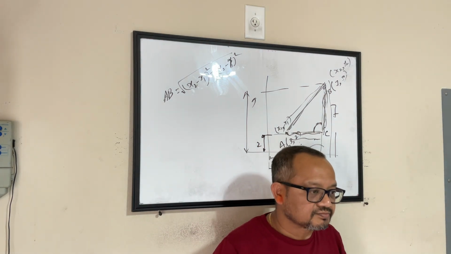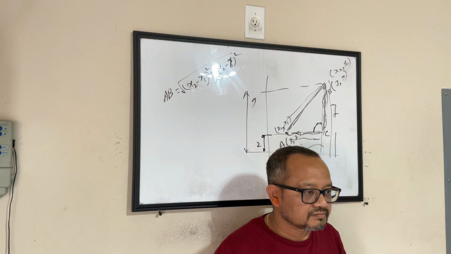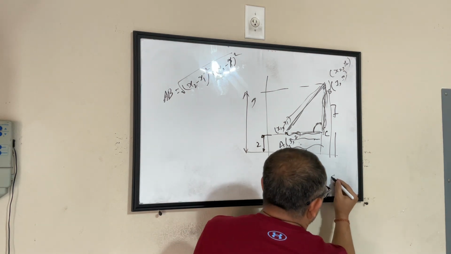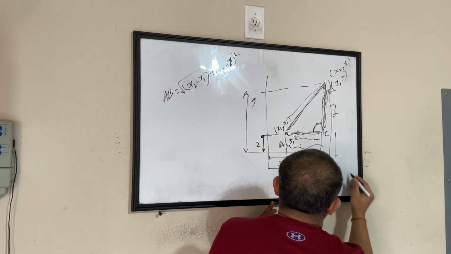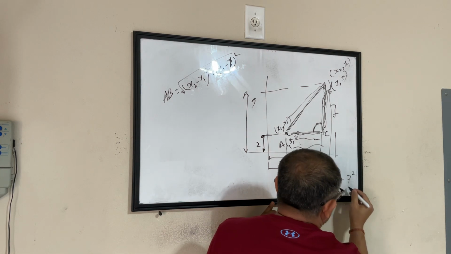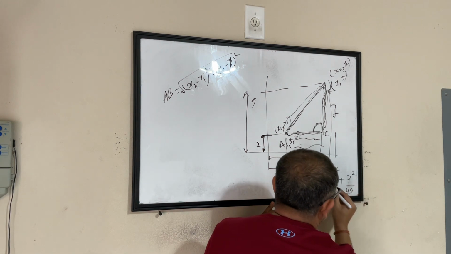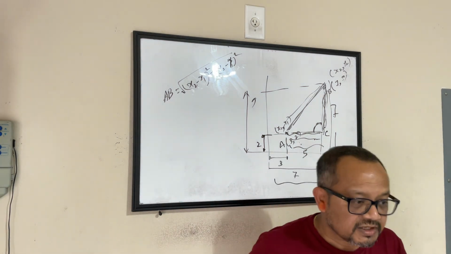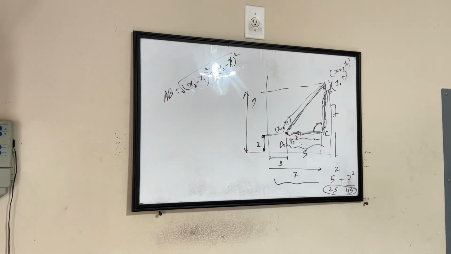Yes, Dikshita. Sir, I got 65. Did I make any mistake? 5 squared plus 7 squared. 7 squared is 1249, 5 squared is 25. It has to be 74. Just one second. Okay.